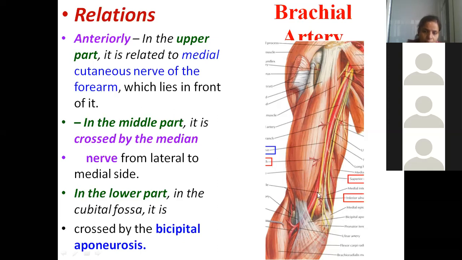Exactly at this point. In the lower part, in the cubital fossa, what is this white sheet? Bicipital aponeurosis. So it is crossed by the bicipital aponeurosis.